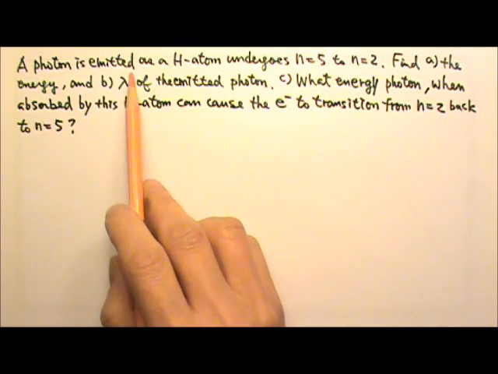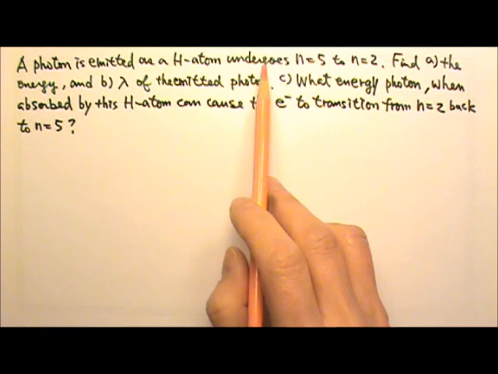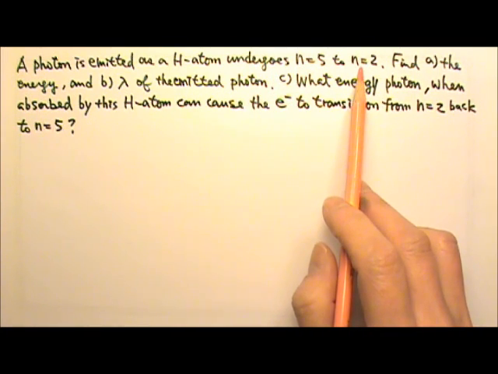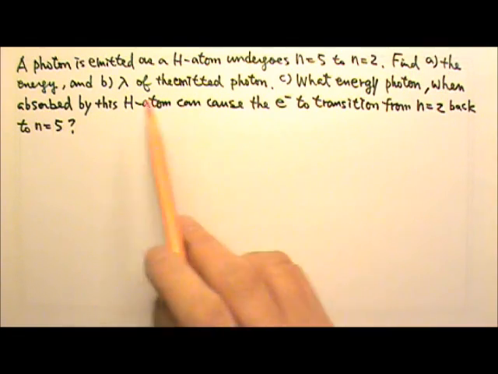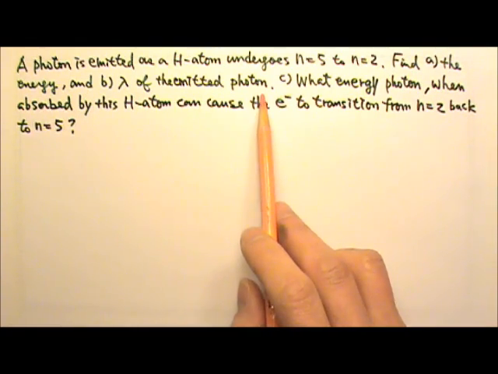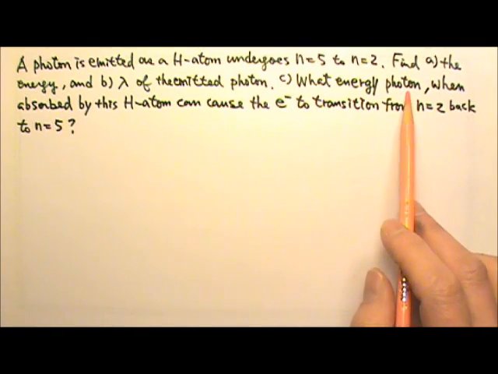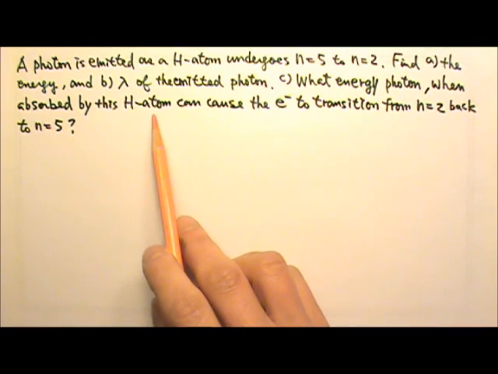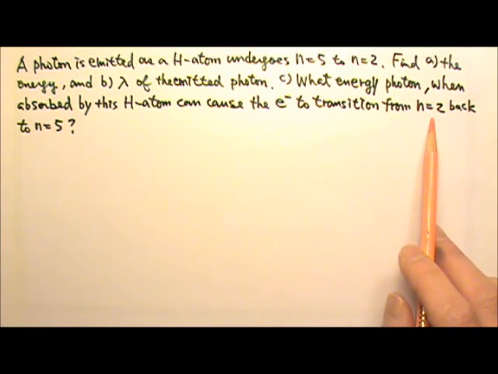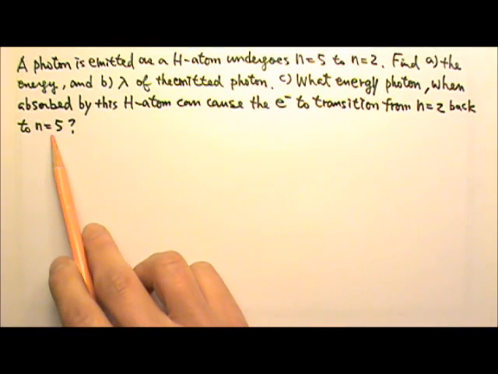A photon is emitted as a hydrogen atom undergoes a transition from n equals 5 to n equals 2 state. Find A, the energy, and B, the wavelength of the emitted photon. C, what energy photon, when absorbed by this hydrogen atom, can cause the electron to transition from n equals 2 back to the n equals 5 state?